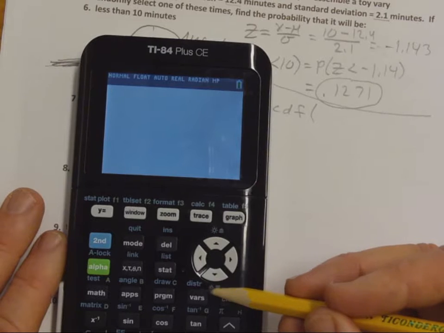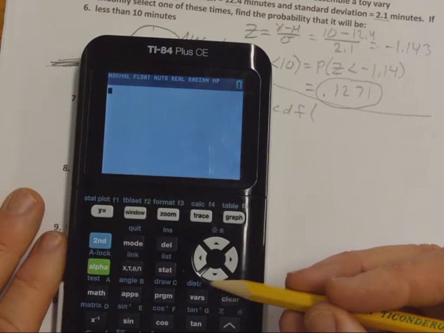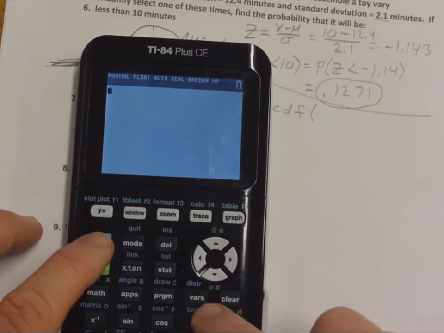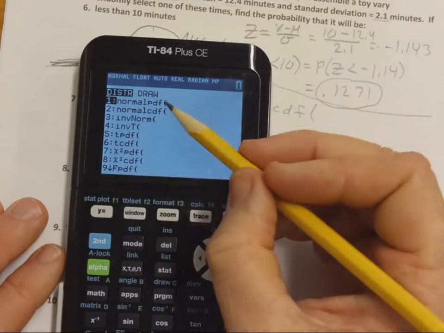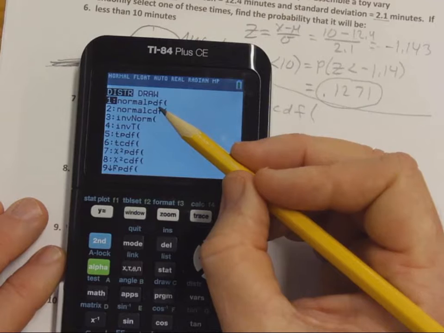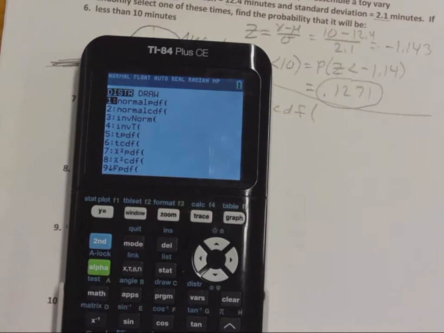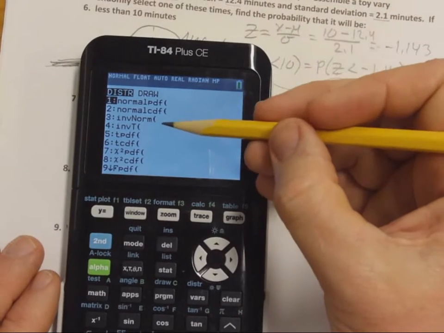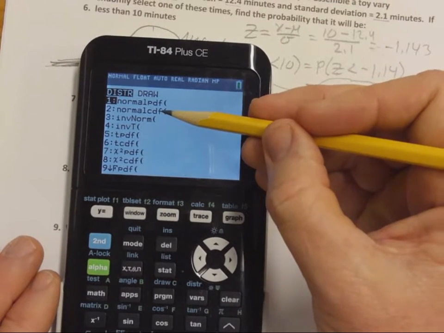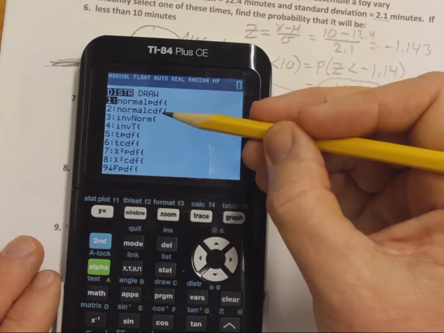So to do a normal problem, you go right above the VARS button, so second VARS, which is distribution. Then we have all of these things which we'll use in the future. We will never use normalpdf, never. That's one of the most common errors people make: they use normalpdf when we're going to use normalcdf. So the two big functions in this chapter are normalcdf and invNorm right there. Those are the two big functions.